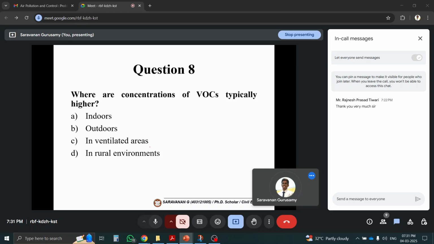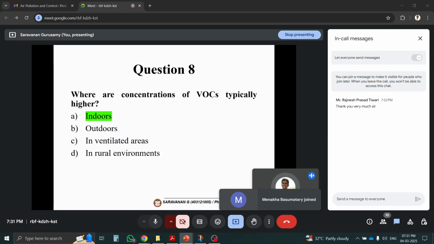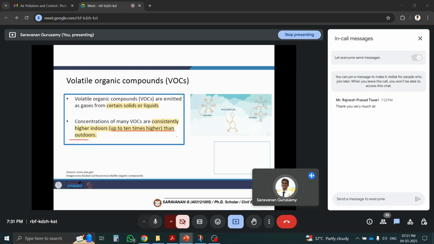Okay. So eighth question: what are concentrations of VOCs typically higher? VOC concentration: indoor, outdoor, in ventilated areas, in rural environment. VOCs are higher in indoor air compared to the outdoor air. How many times? So they have given, right? It's 10 times higher than the outdoor air. So you can see the number, how big it is. The volatile organic compounds I'm saying. So indoor air VOC is higher compared to the outdoors.